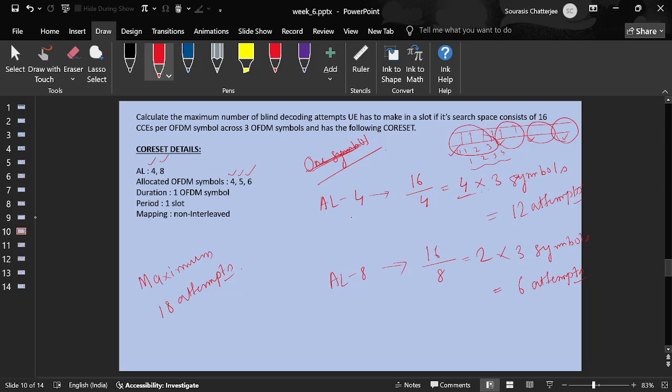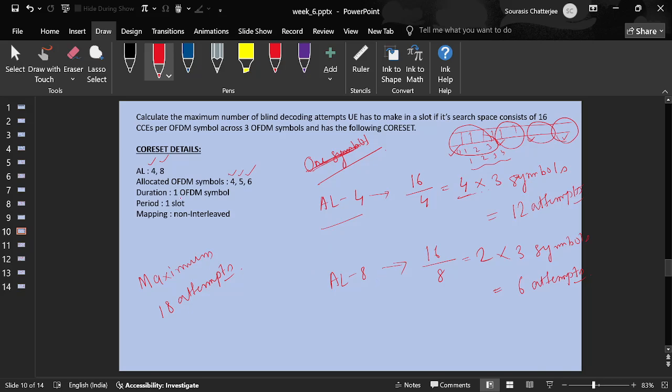So how do you calculate that? First we will talk about aggregation level 4. So per symbol 16 CCEs are allocated. At aggregation level 4 you have to consider 4 at a time. It can start at 0, 4, 8 and 12, right? Because 0, 1, 2, 3, 4, 5, 6, 7, 8, 9, 10, 11, 12, 13, 14, 15. So at aggregation level 4, there are only 4 possible combinations. So per symbol there can be 4 candidates, and we are talking about the core set consisting of 3 symbols, so it's 4 times 3, so the user needs to make 12 attempts for aggregation level 4.